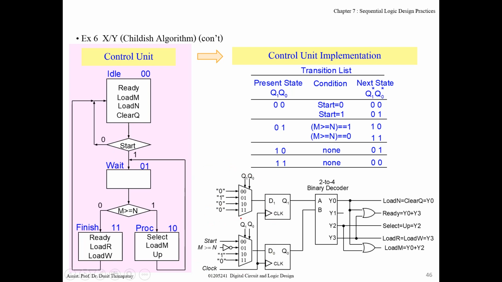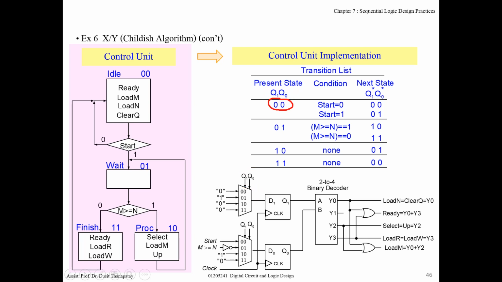This one. Okay, I use a multiplexer. Let's consider this transition list. If I use D flip-flops, let's consider Q1* first. If I want Q1* to be 0, that means I must apply 0 here, right? Now, D1, I connect to the output of the multiplexer that is controlled by Q1, Q0, from the present or current state.